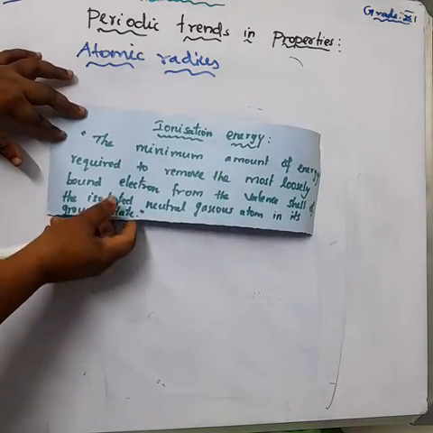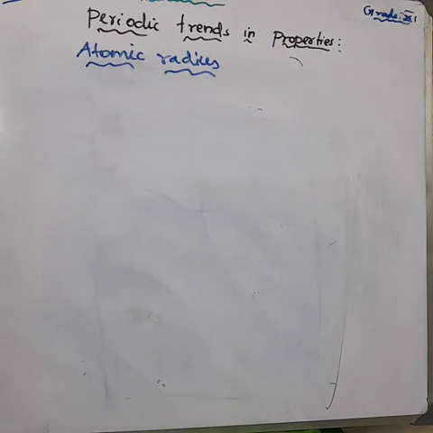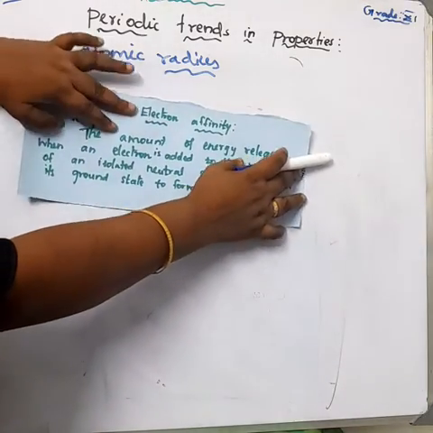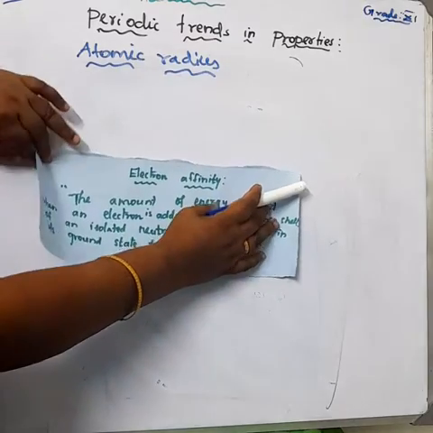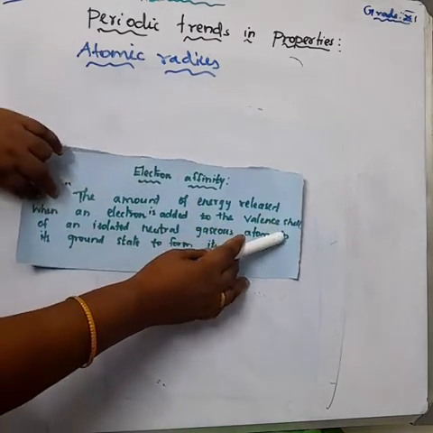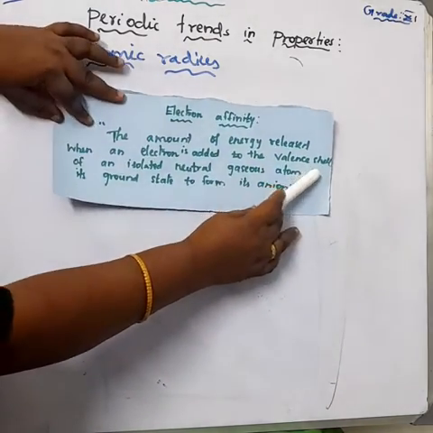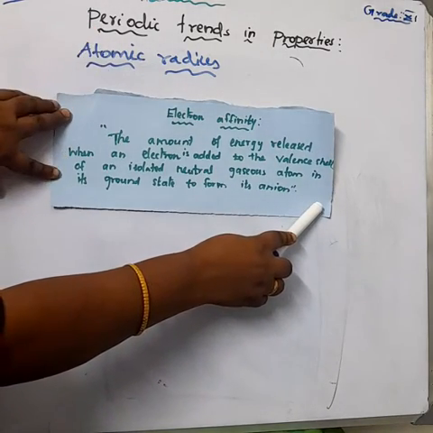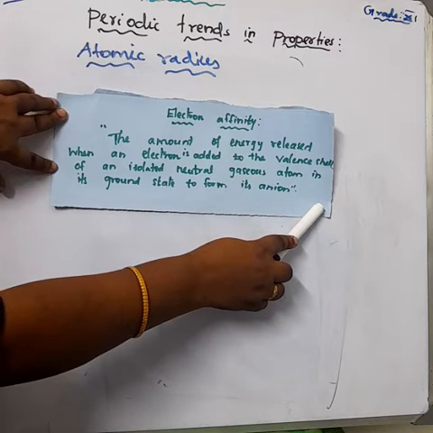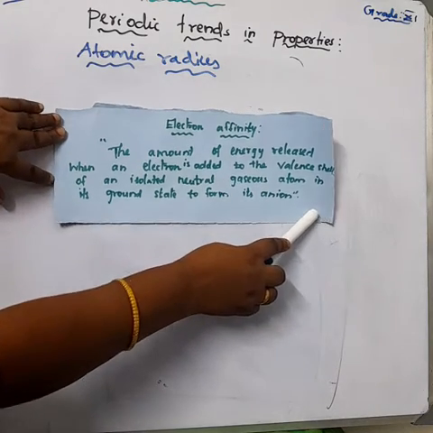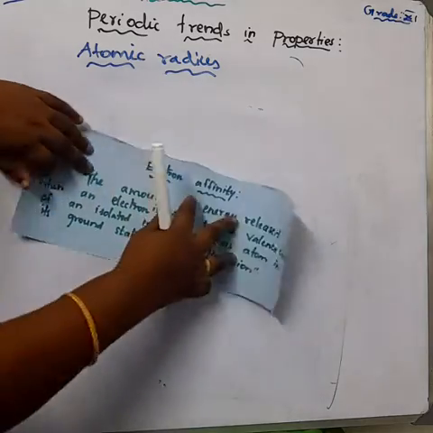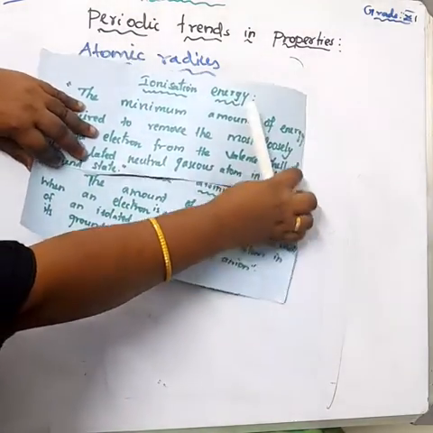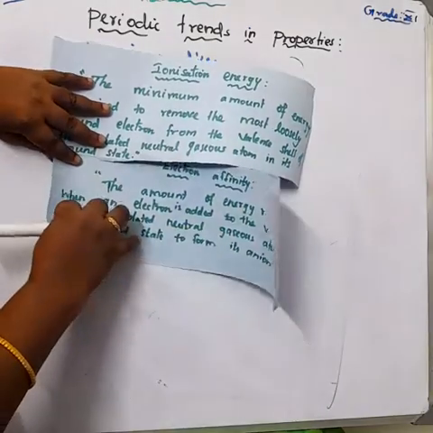And then electron affinity. Electron affinity is defined as the amount of energy released when an electron is added to the valence shell of an isolated neutral gaseous atom in its ground state to form an anion. So ionization energy means the minimum amount of energy required to remove the electron from the valence shell of the atom.